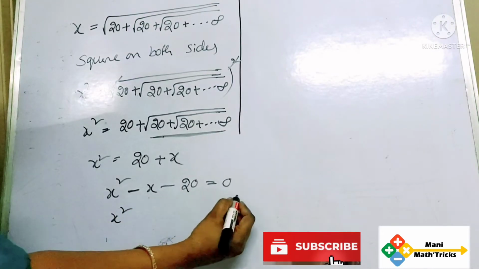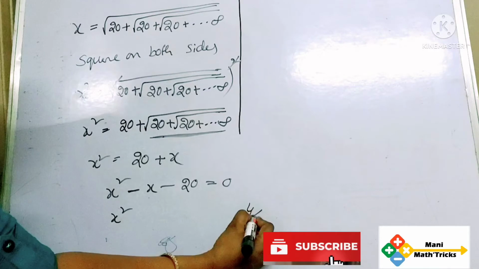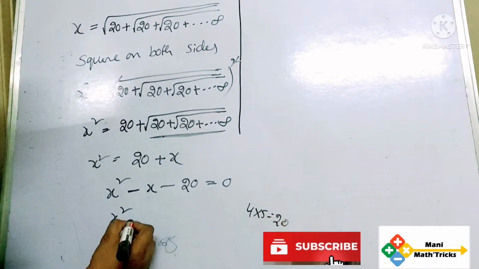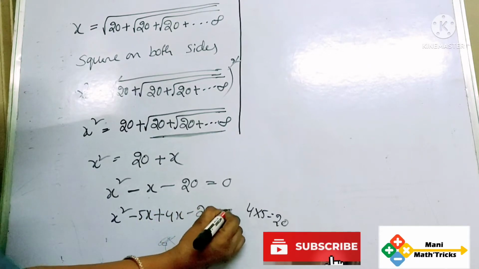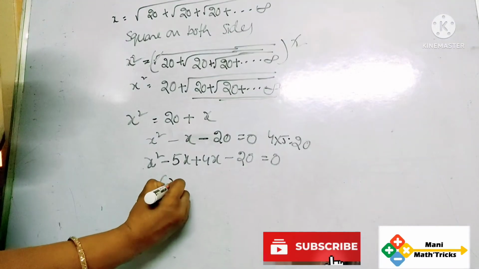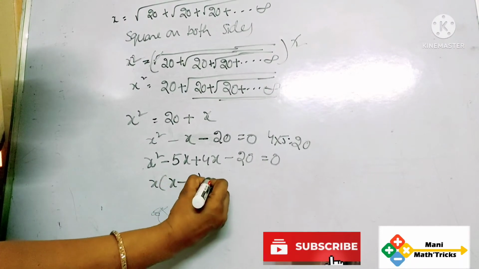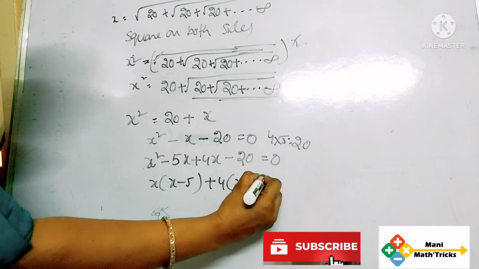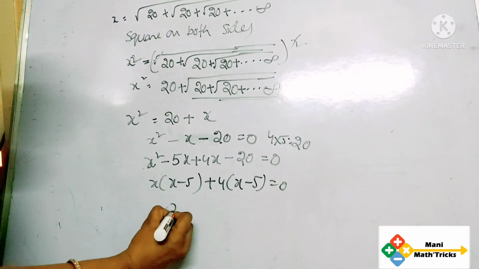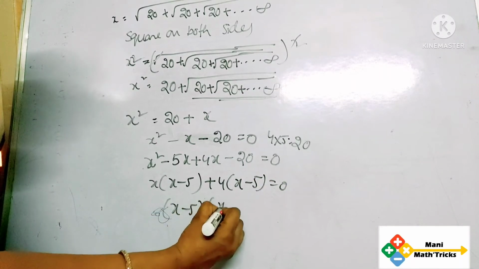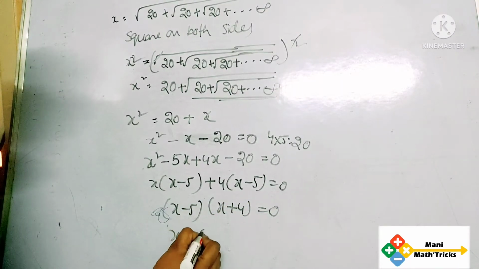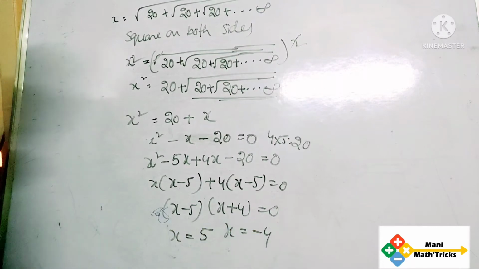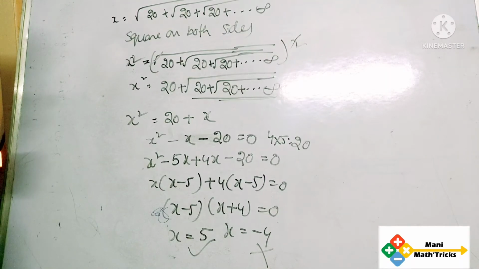x square, this 20 can be written as 4 multiplied by 5. So x square minus 5x plus 4x minus 20 is equal to 0. Take x as common: x into x minus 5, plus 4 into x minus 5 is equal to 0. Take x minus 5 as common, then x plus 4 is equal to 0. x is equal to 5, x is equal to minus 4. x cannot be negative, so it is positive. So the answer is x is equal to 5.